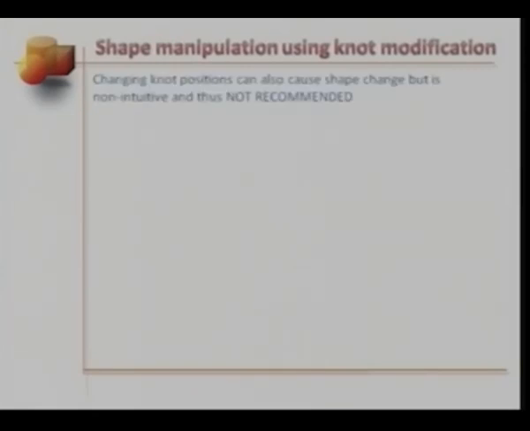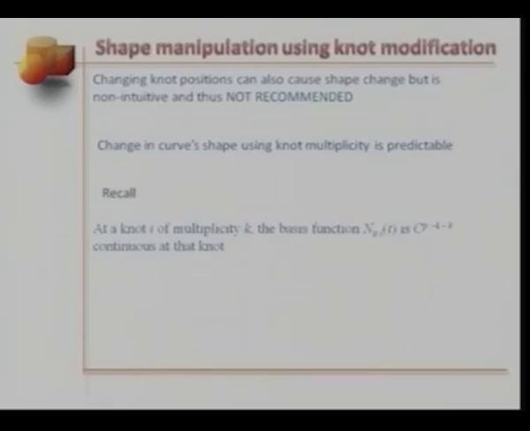This is something that I have mentioned before: changing knot positions can also cause shape change, but it is not intuitive and therefore it is not recommended. Rather, change in curve's shape if you use multiple knots is predictable. Recall, at a knot t_i of multiplicity k, the basis function N_{i,p}(t) is C^(p-1-k) continuous at that knot.